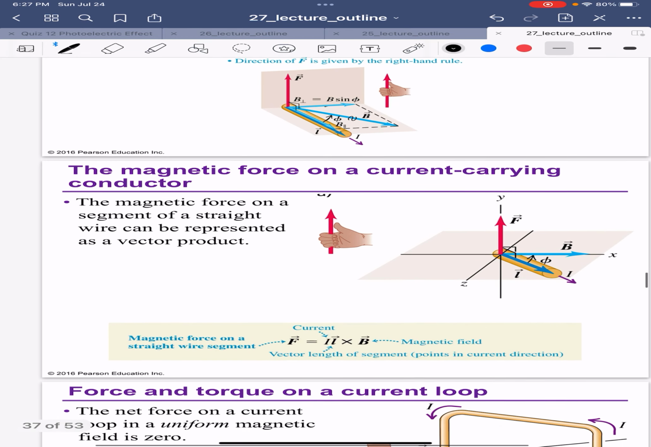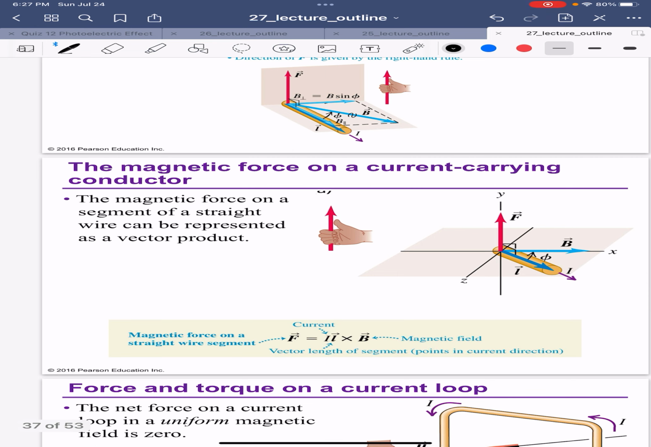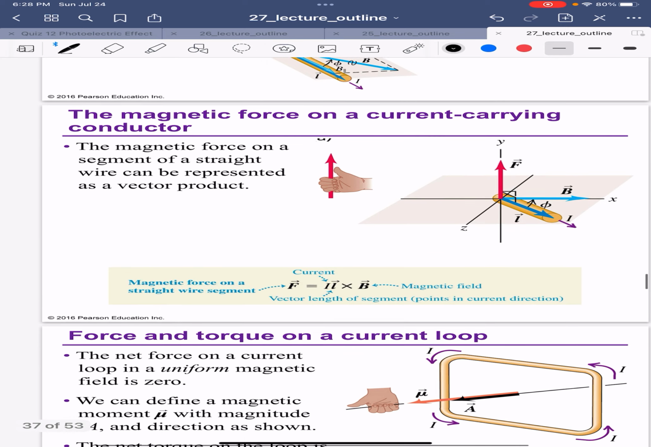And the force here, we can represent it as a vector, as a cross product: I times L times B. L is the vector length of the segment that points in the current direction. And I, of course, is the current, and B is the magnetic field.